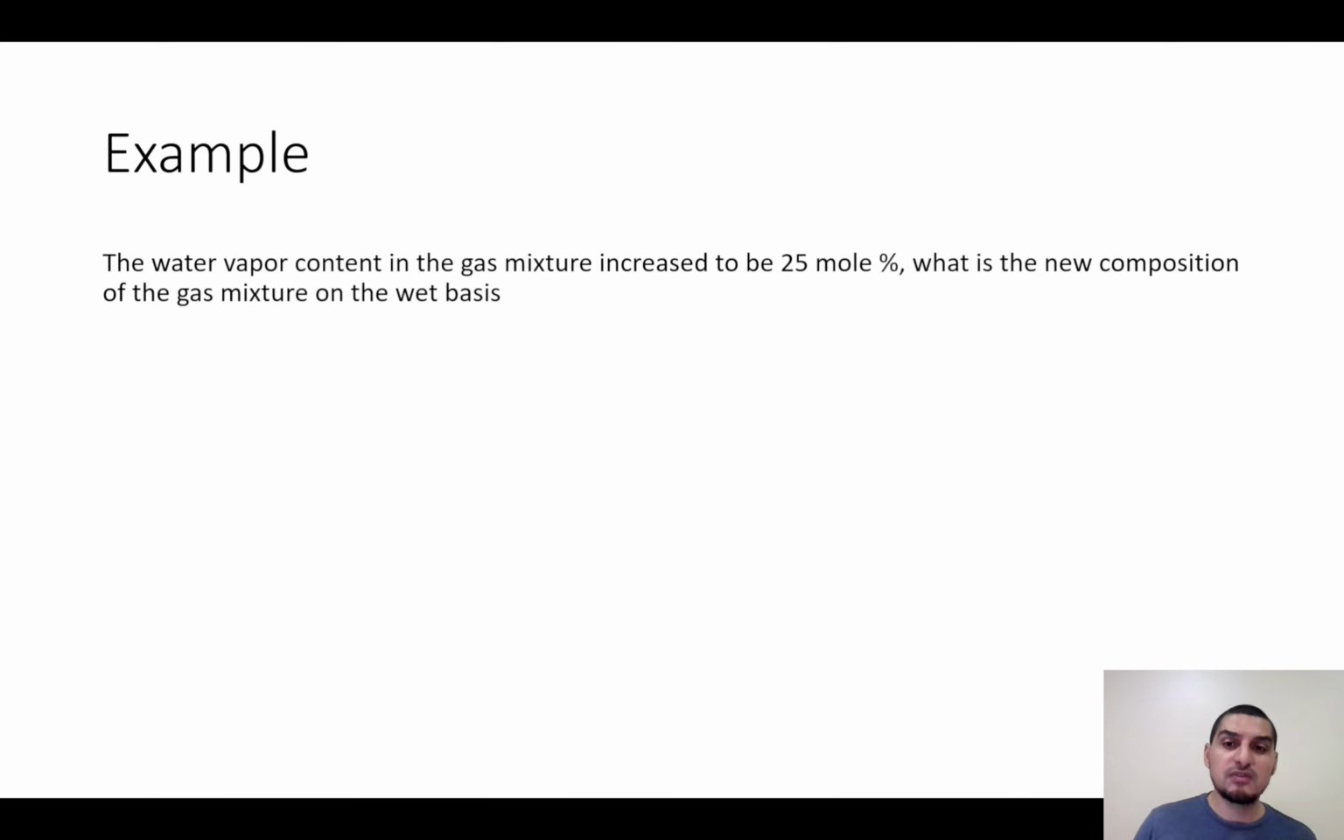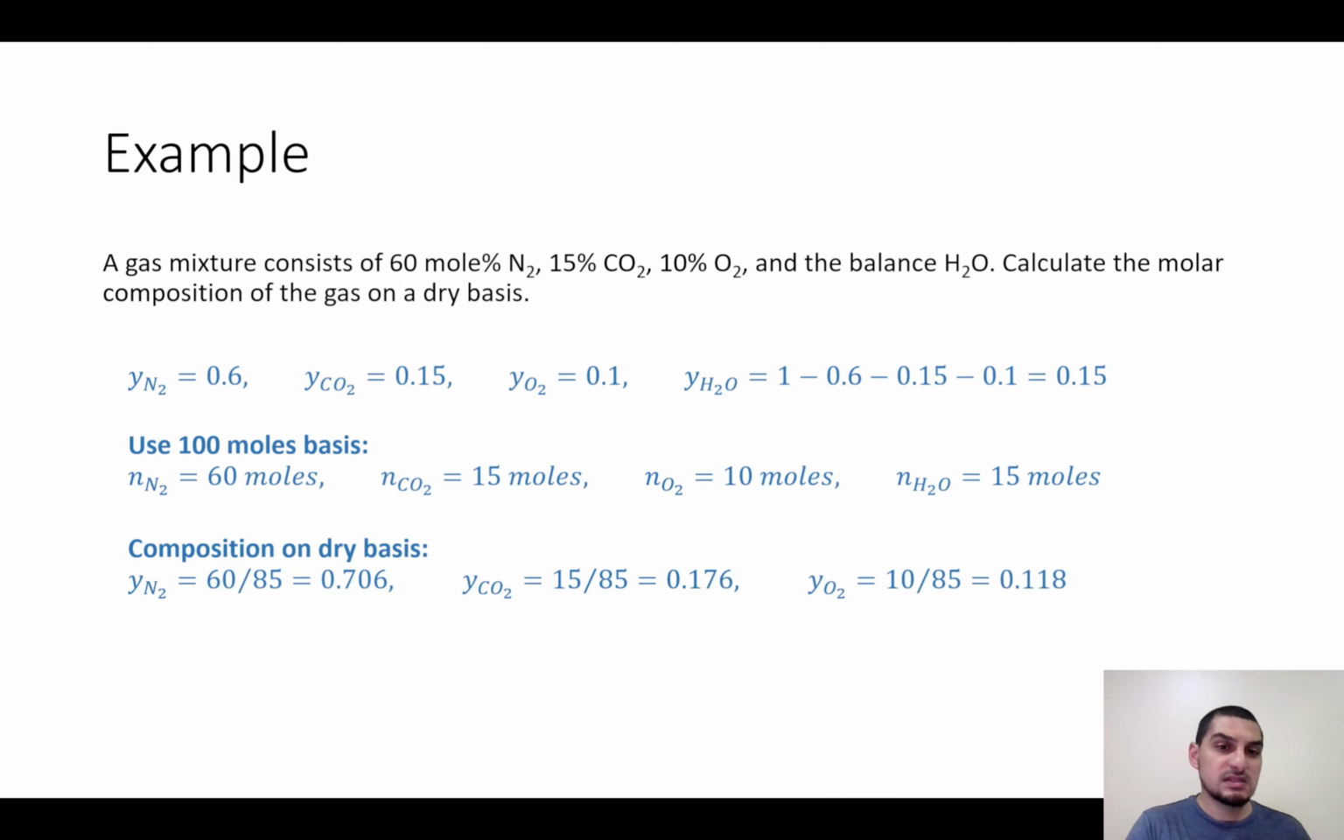It says that the water vapor content in the gas mixture increases up to 25 mole percent. And we need to find the composition of the gas mixture on wet basis. So this is an interesting thing. We know now the compositions on dry bases, and we know on the 100 mole basis we have all these number of moles. So if the mole fraction of water, which is originally 15%, increases to 25, it means that the number of moles of water vapor increased, and instead of being 15%, it became 25%.